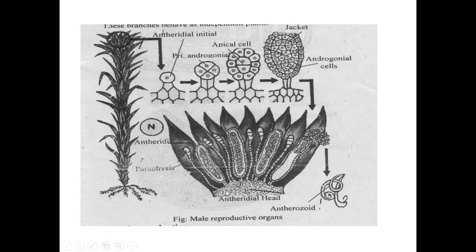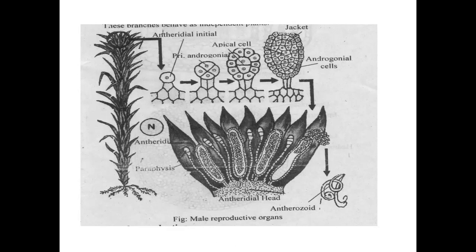Why are we calling them sterile? Because they are not involved in any reproduction, hence they are considered sterile. But they play a role in giving protection to the developing antheridia, and at the same time they supply moisture to the antheridia for the dispersal of anthrozoids. So this is regarding the structure of the antheridial head, or the antheridial cluster.